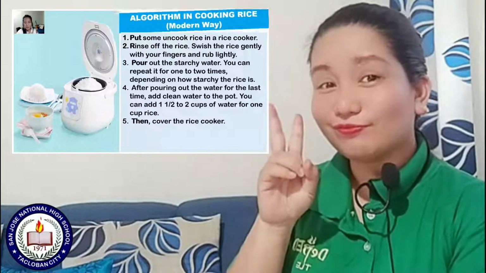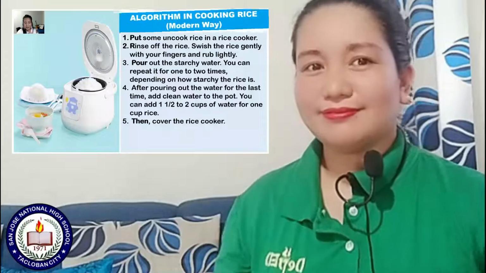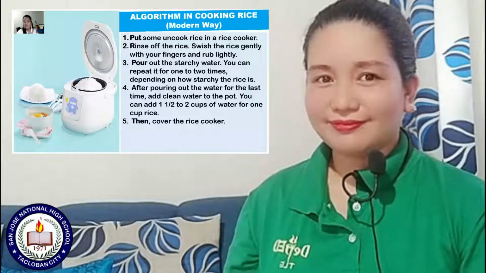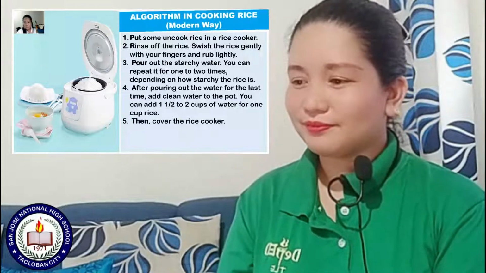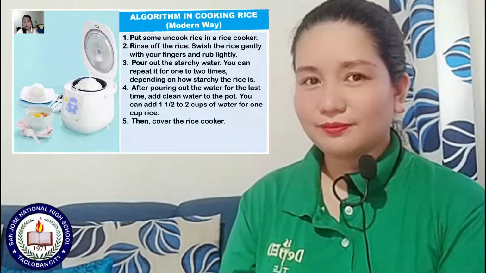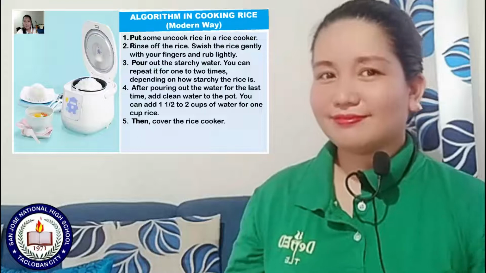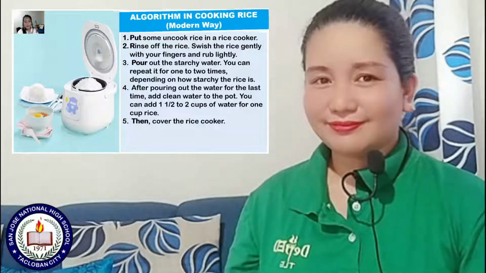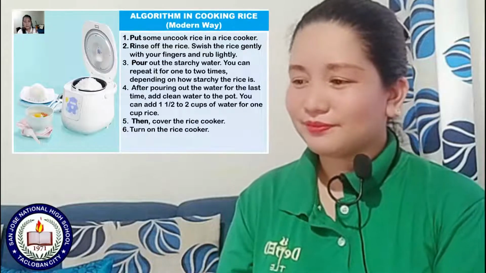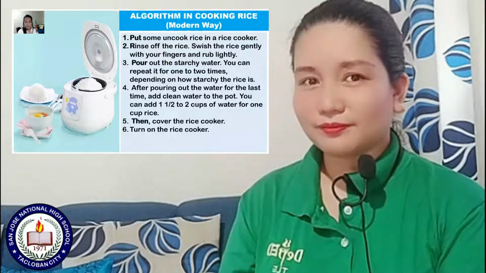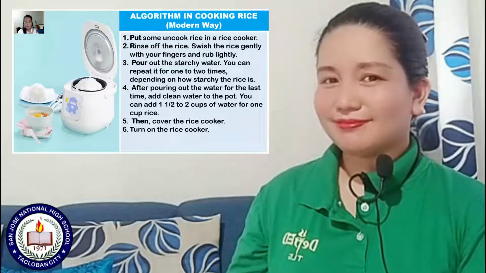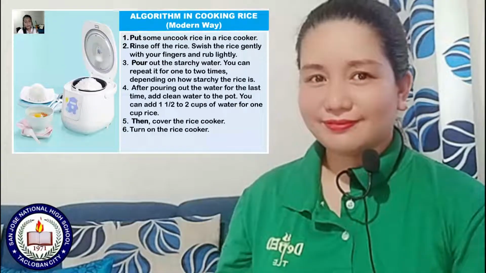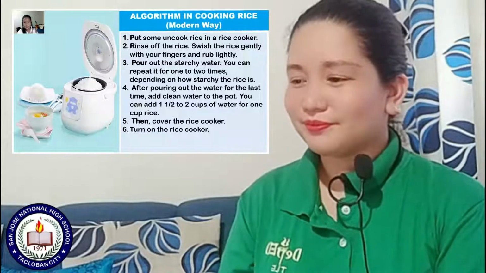And then number 5, cover the rice cooker. And then next, turn on the rice cooker. And next one is, when the rice cooker indicator displays cooked, you may now serve the rice. So there's no big difference between the modern way and the traditional way. The difference is that in the modern way we use technology, while in the traditional way we use the traditional way of cooking the rice using the firewood or the charcoal. While in the modern way we use the electricity.